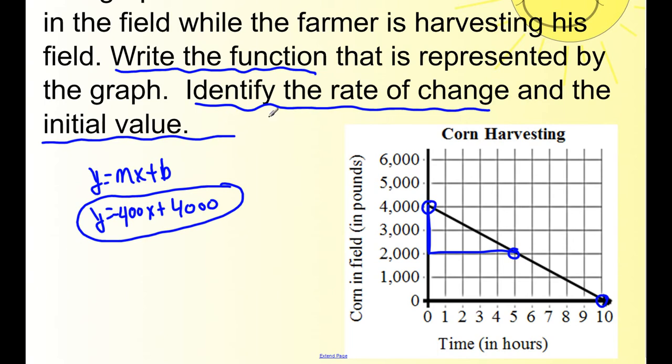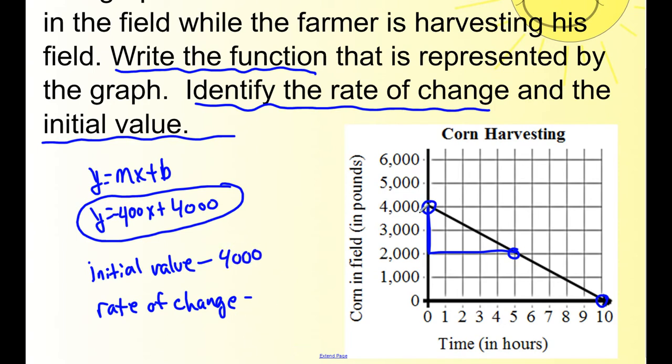Okay, it asks us to now identify the rate of change and the initial value. Initial value, rate of change. The initial value is where the graph starts on the y-axis, so that would be the y-intercept. So the initial value here, by looking at the graph, is 4,000. By looking at our equation, it is 4,000. Initial value, 4,000. So it's that value, it's that value.